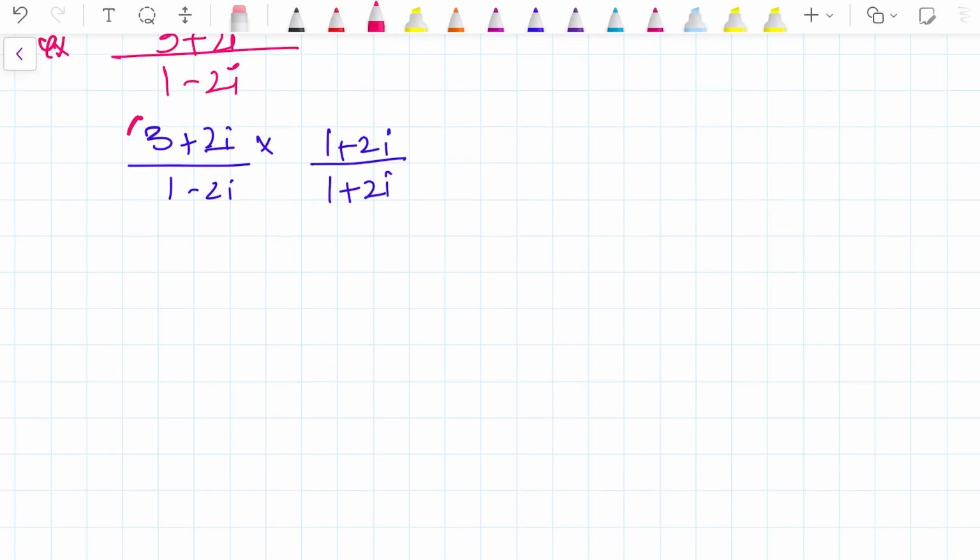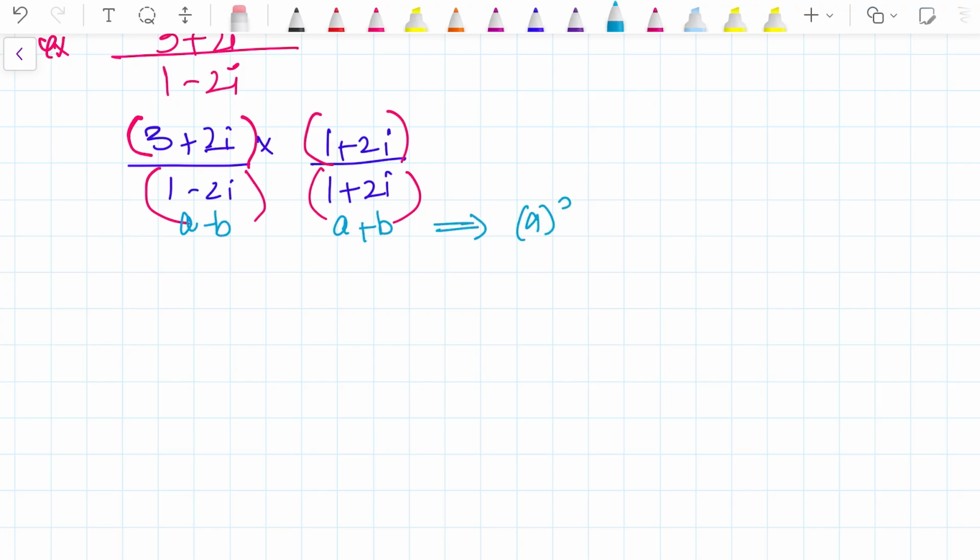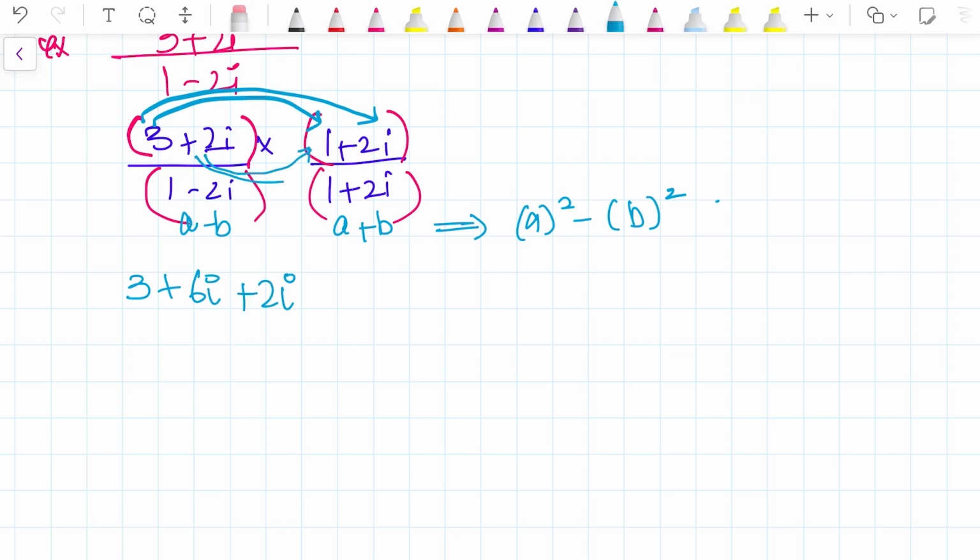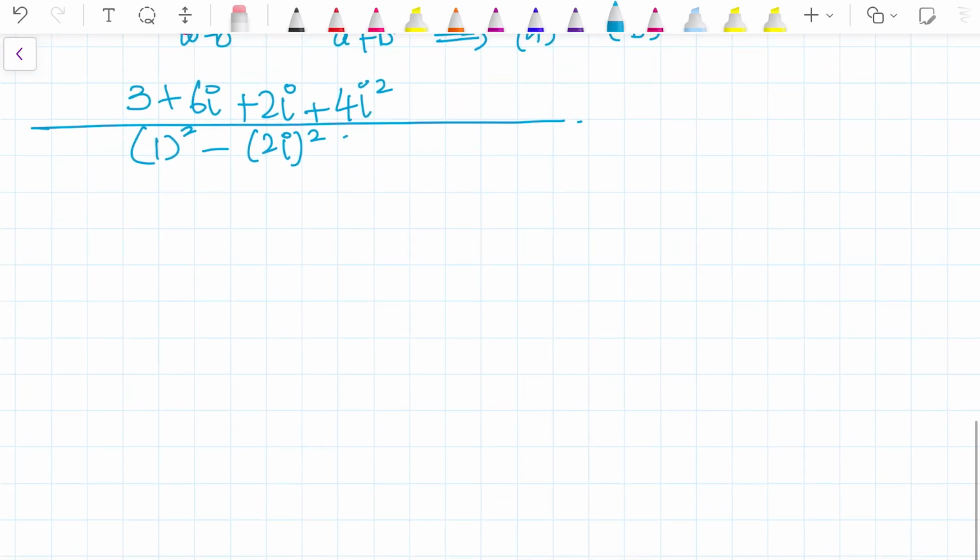How do we multiply? We multiply the numerator by the numerator. We multiply the denominator by the denominator. If you look at the denominator, (a minus b)(a plus b) gives a square minus b square. 3, 6 iota plus 2 iota plus 4 iota square. a square minus b square.